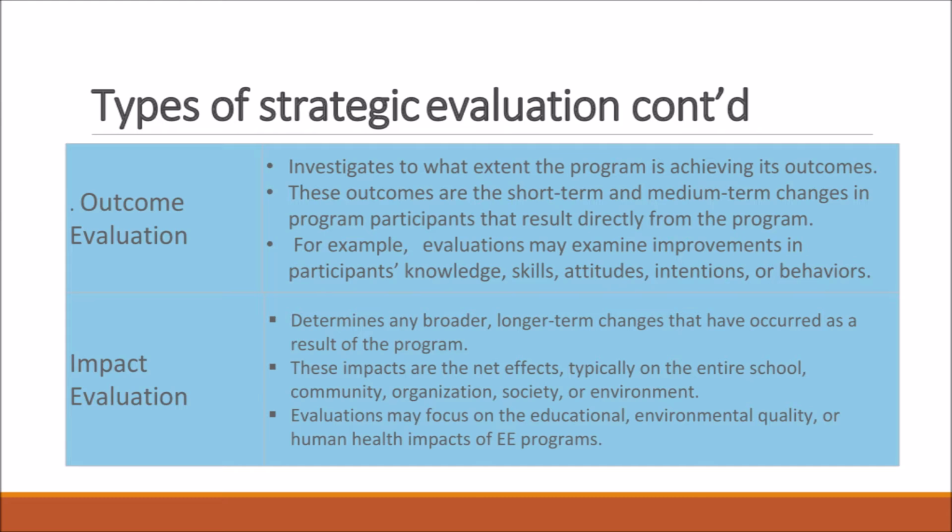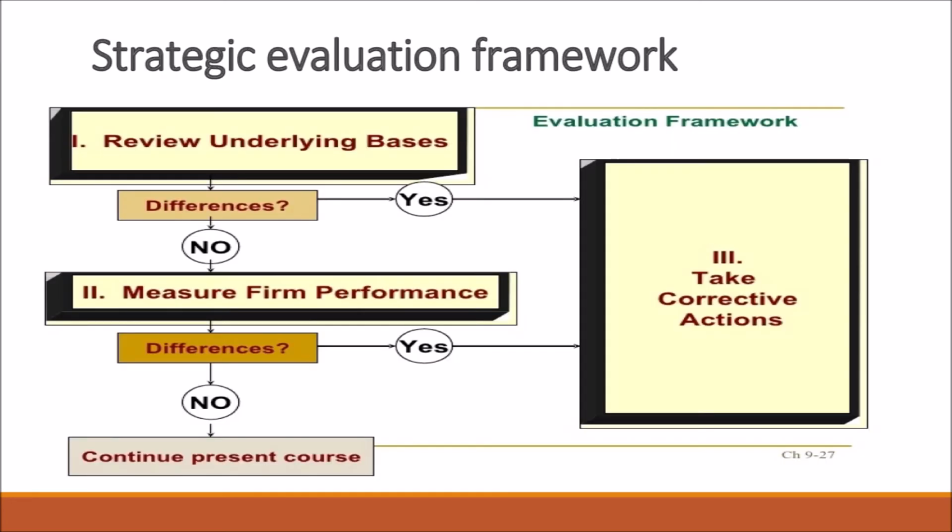So the strategic evaluation framework. So you look at this diagram. First, you have to review the underlying basis. What is it? What are you looking at? Okay, we are trying to grow, so that is the basis we are looking at. So when you review, the first thing is to find out whether there are differences in what you intend to do and what you are doing. If it is yes, then you have to move to 3, take corrective action.